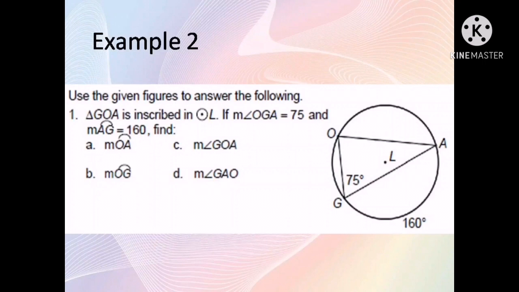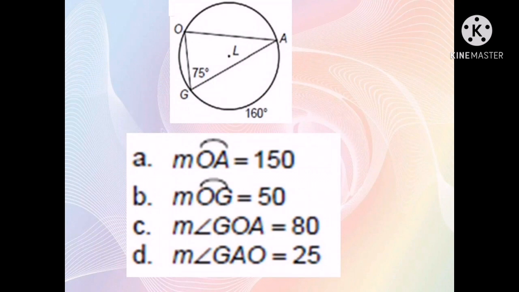So how to answer the problem? Letter A. Since the measure of angle OGA is 75 degrees, then the measure of arc AO is equal to 150 degrees.